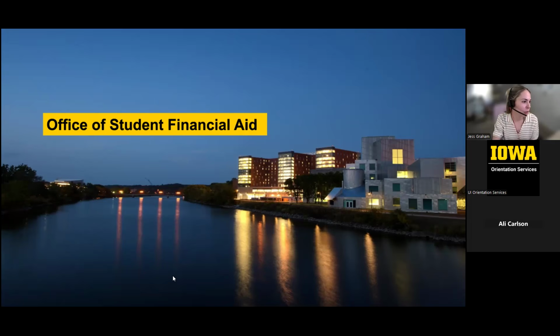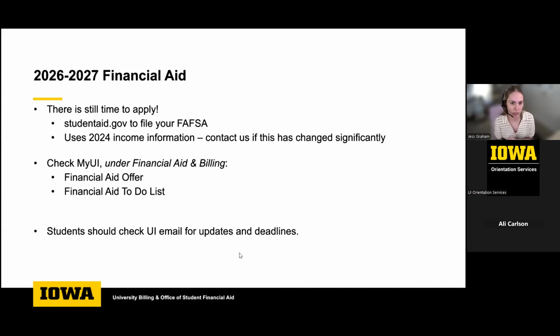So, without further ado, let's first talk about financial aid for the 2026-2027 academic year that's going to start here in August. The FAFSA is the application for federal financial aid. That is what FAFSA stands for: your Free Application for Federal Student Aid. I'm sure most of you have already done this, but if you have not yet completed the FAFSA, there is still time to do so. The FAFSA is completed online at studentaid.gov.